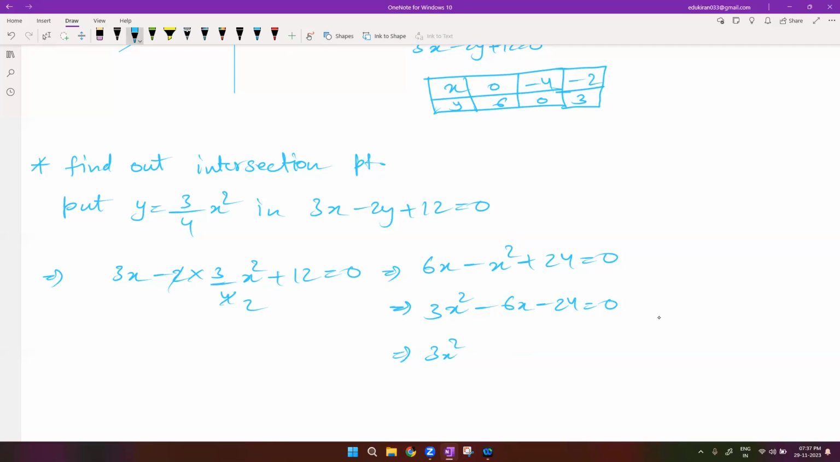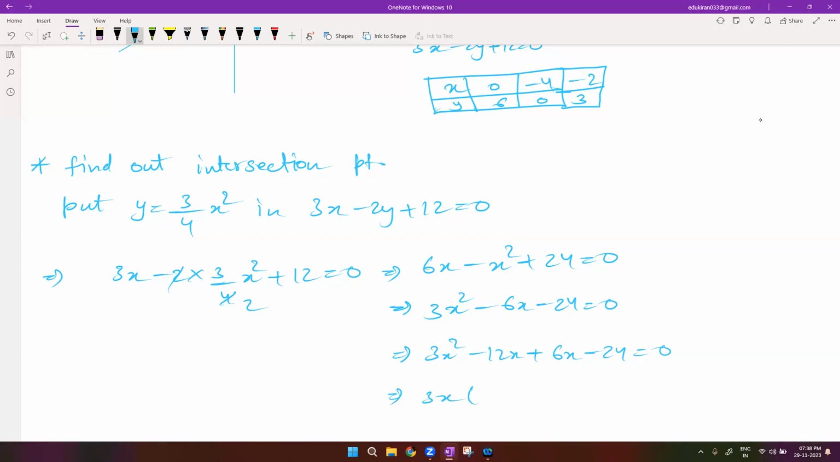So that the sum is -6 and the multiplication is -72. 3 into -24 is -72. Everybody knows how to apply splitting the middle term, right? Just tell me how to break -6 into two parts so that their sum is -6 and their product is -72. -12 and 6. -12 and 6 when added give you -6 and when multiplied give you -72.